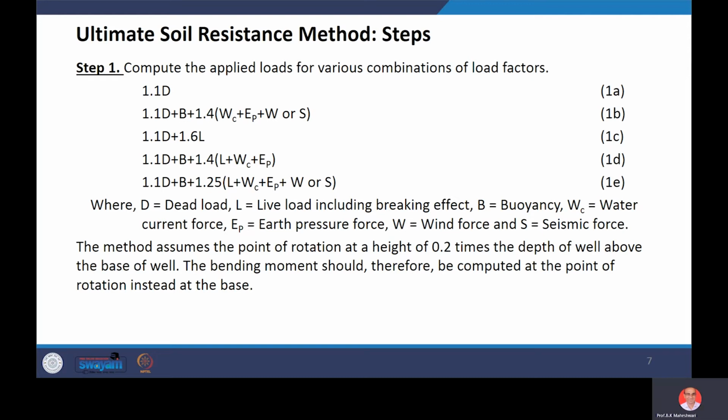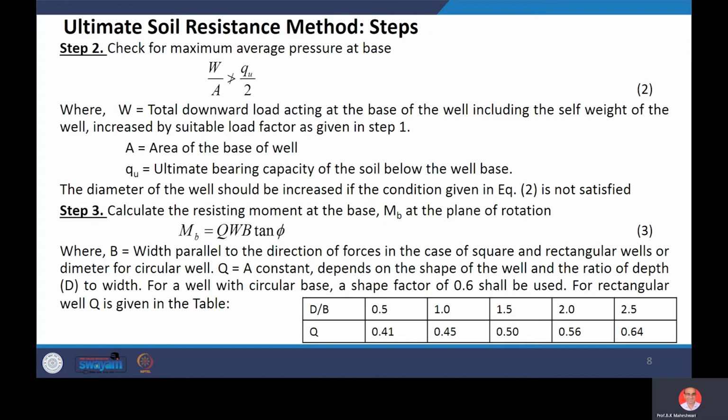So continue with that. Step 2: the first step needs to be applied here. Once you have calculated the load, then the maximum average pressure at the base, which is the total downward load acting at the base of the well, including the self weight of the well, increased by suitable load factors as discussed in step 1. Once you know the value of W, it should be divided by the area of the base of the well. So you get the pressure at the base, and this pressure Q should not be greater than Qu by 2.